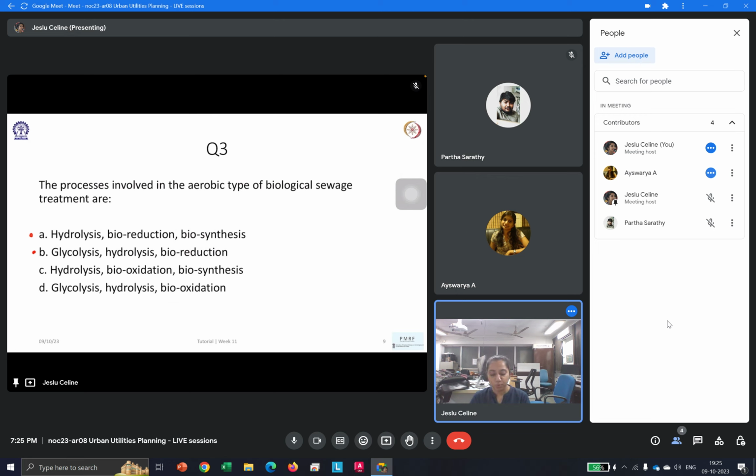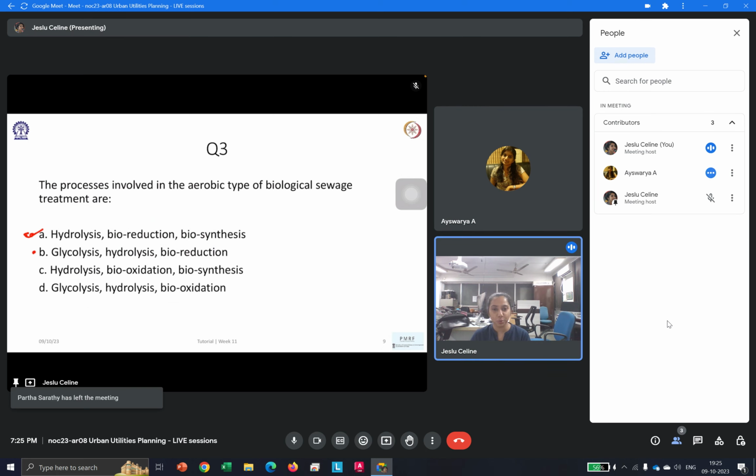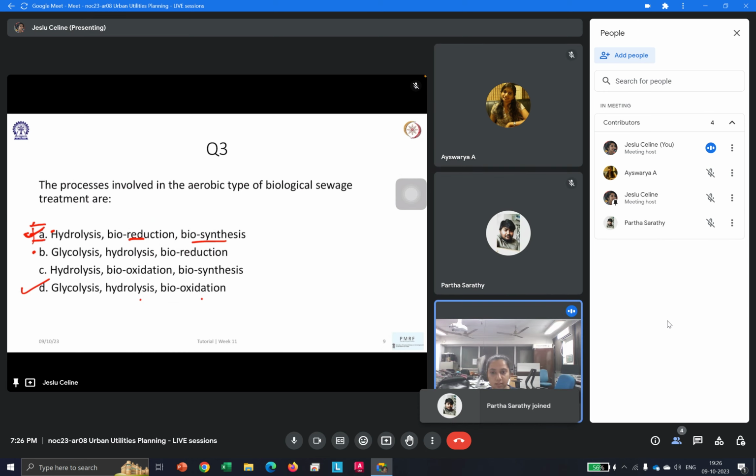Okay. So the answer which Aishwarya gave is the popular wrong answer. This is where you usually get confused, because bioreduction and biosynthesis are there, we might think this is the answer. So this is a common mistake which usually happens. The answer is glycolysis, hydrolysis, and biooxidation. So we will see that D is the answer, but we'll see how.